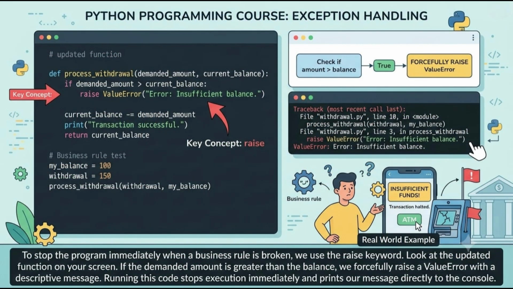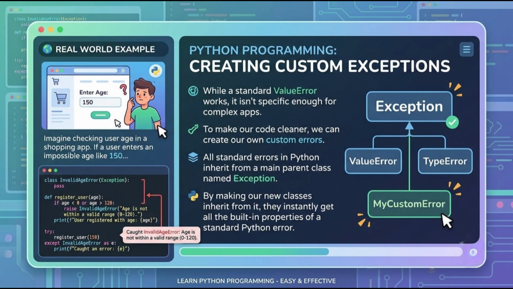We use the raise keyword. Look at the updated function on your screen. If the demanded amount is greater than the balance, we forcefully raise a ValueError with a descriptive message. Running this code stops execution immediately and prints our message directly to the console. While a standard ValueError works, it isn't specific enough for complex apps.